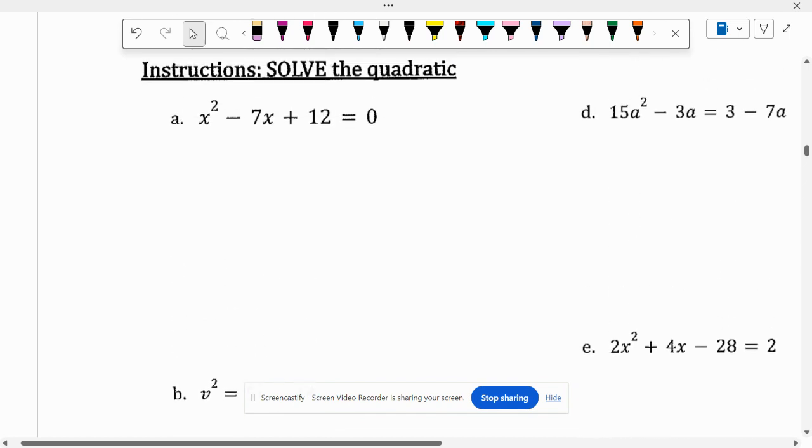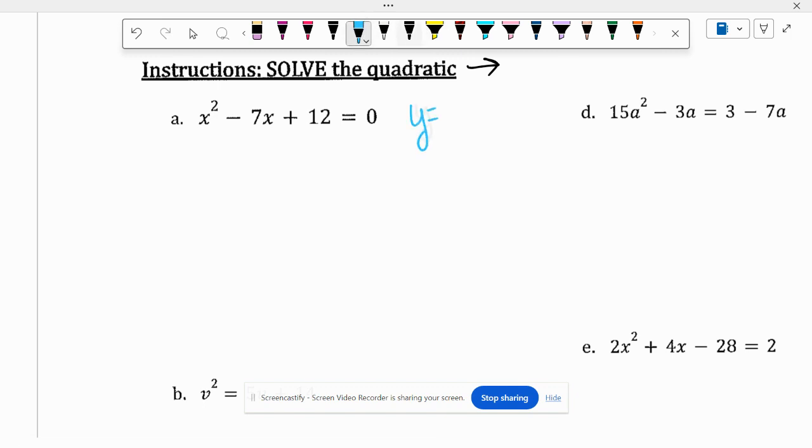So when we want to solve a quadratic, the only difference is that we set our equation equal to 0. Do you guys see that? We set it equal to 0 because really a quadratic is y equals ax squared plus bx plus c. But we know that if we want to solve it, the graph crosses the x-axis when y equals what?